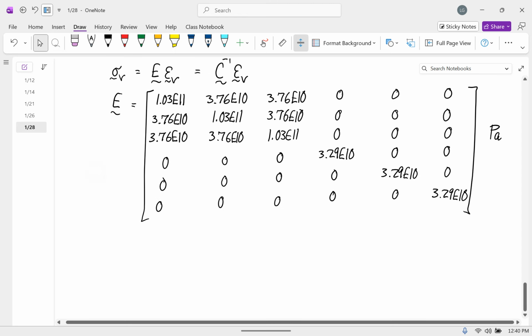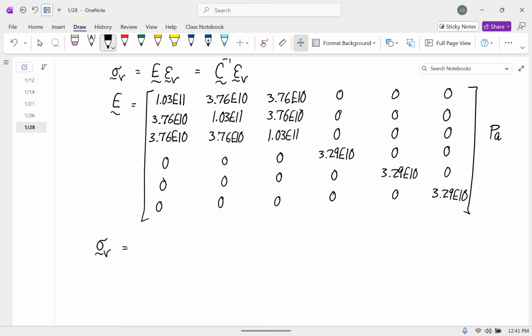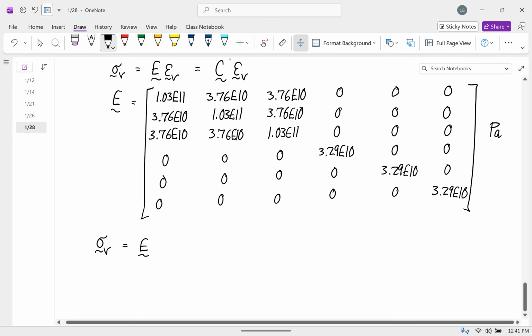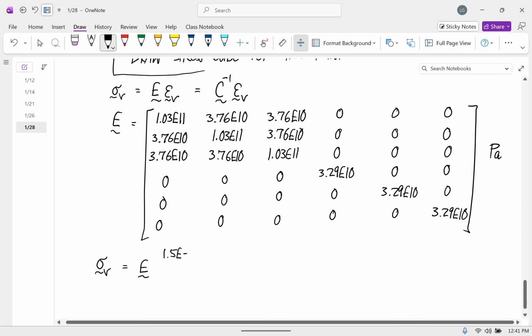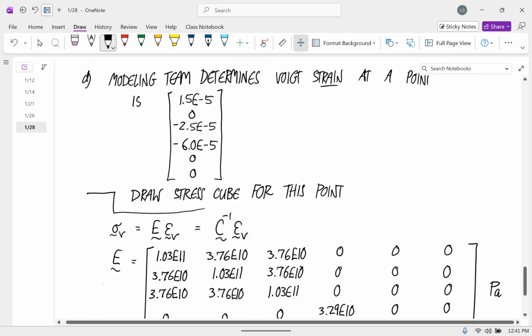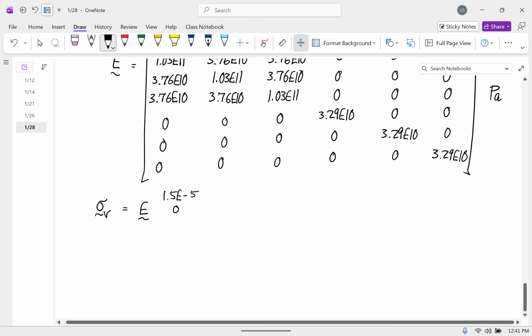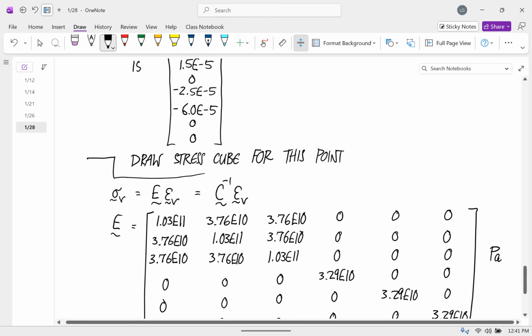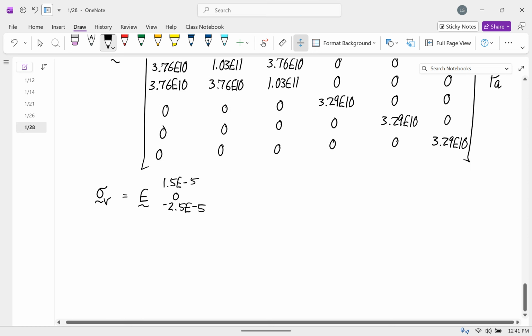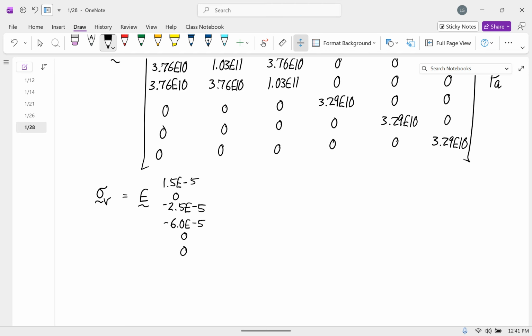And so now we're going to say the Voigt stress is equal to this E times the Voigt strain of 1.5 times 10 to the minus fifth, 0, negative 2.5 times 10 to the minus fifth, and then minus 6.0 times 10 to the minus fifth, and then 0, 0.